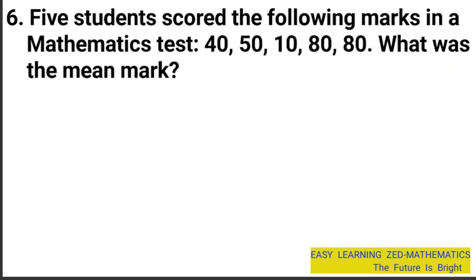Question 6 was: 5 students scored the following marks in a mathematics test: 40, 50, 10, 80, 80. What was the mean mark? You need to understand that the mean mark is the average mark. To find the average mark, we add all the marks, then we divide by the number of students. Since there are 5, we're going to divide by 5.